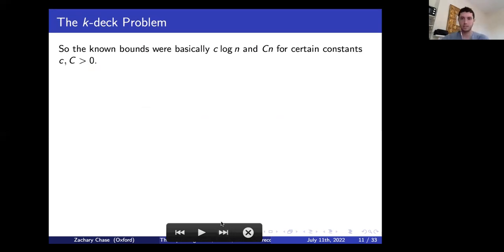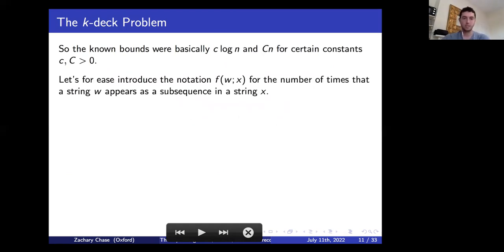So the known bounds were basically little c log n and big C times n for certain constants little c and big C greater than 0. Let's introduce the notation f of w, x for the number of times that a string w appears as a subsequence in a string x.